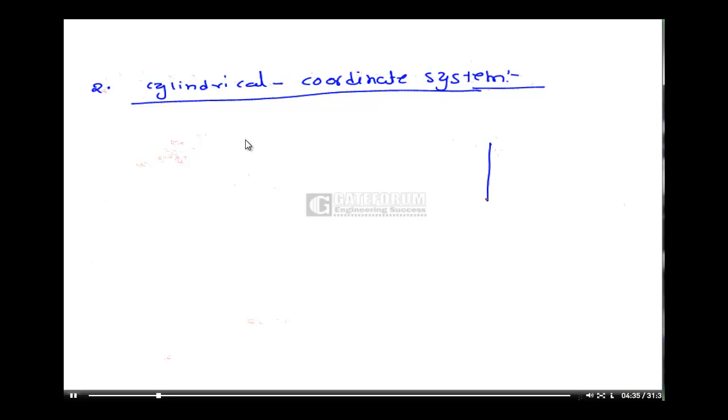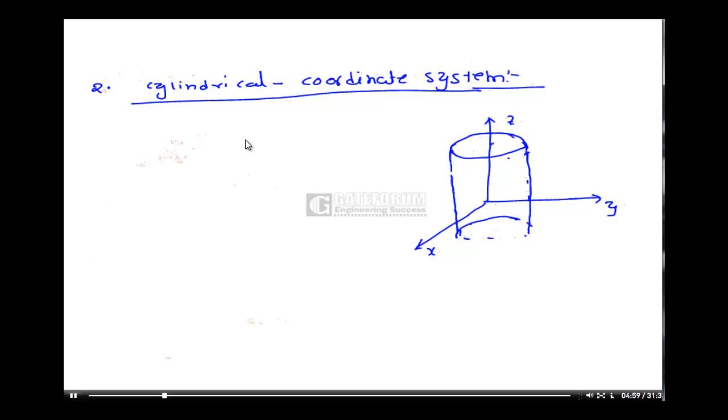So suppose this is the cylindrical coordinate system like this: x, y, z. Suppose any problem having cylindrical symmetry like this, circular cylindrical we are discussing here. So circular cylindrical distribution, in such cases it is very convenient to use cylindrical coordinate system. The variables here are rho, phi, z, whereas in Cartesian x, y, z, here rho, phi, z.